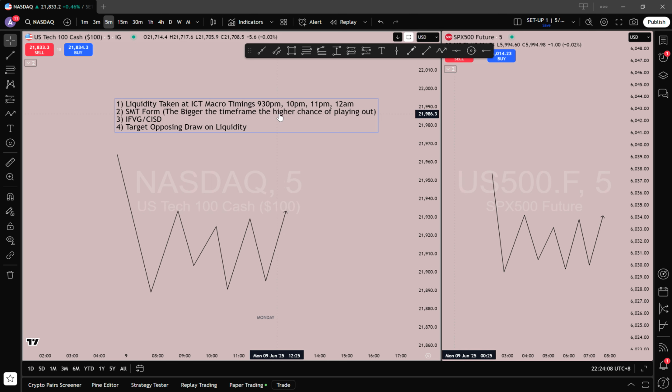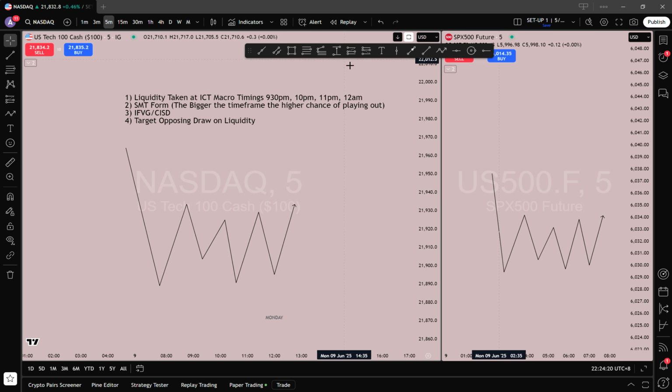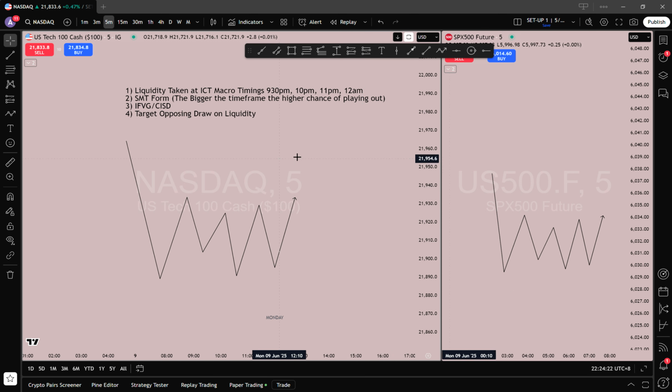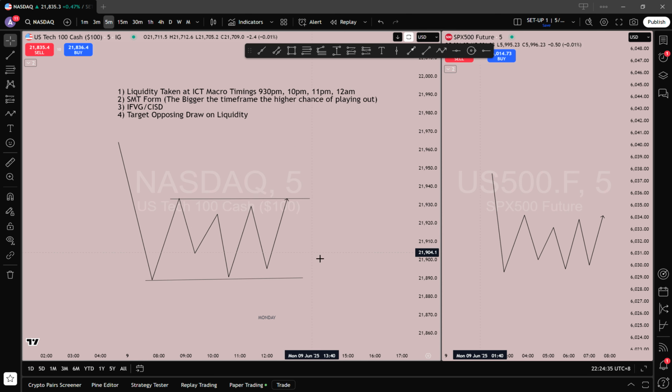It's to see that on these timings, either one of these timings, 9:30 p.m. market, NY market open, 10 p.m., 11 p.m. or 12 a.m. But most of the time I'm done between these two timings already. So what I want to see on 9:30 p.m. is liquidity to be swept. So over here you can see you got liquidity over here, and we got liquidity over here. And some of you may also identify this as accumulation. So this also counts as accumulation.